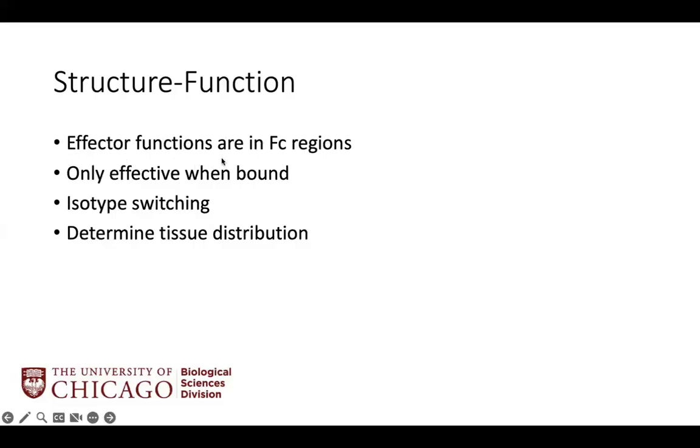Okay, so the effector function, which I mentioned briefly before, is dictated by the Fc region. So this is different based on the different isotype, and it's only effective when bound. There is a phenomenon called isotype switching, where initially membrane-bound IgM recognizes the antigen, and then it's secreted IgM, and then you get isotype switching. So then you can actually switch to an IgA or an IgG. This will also determine the tissue distribution.